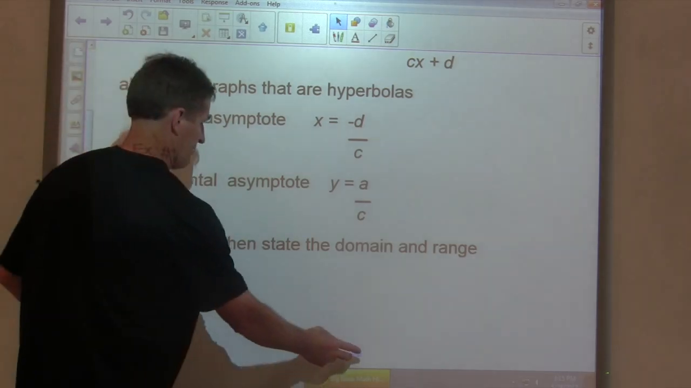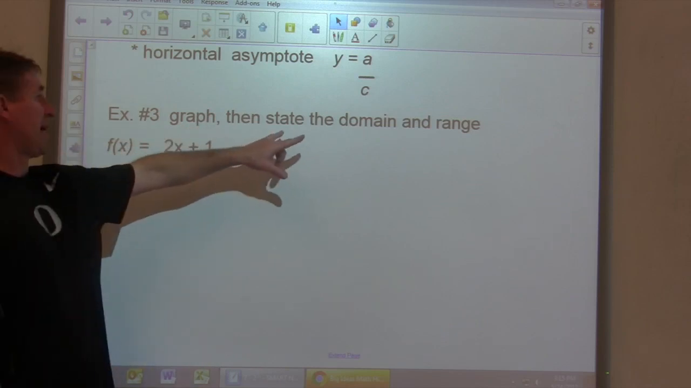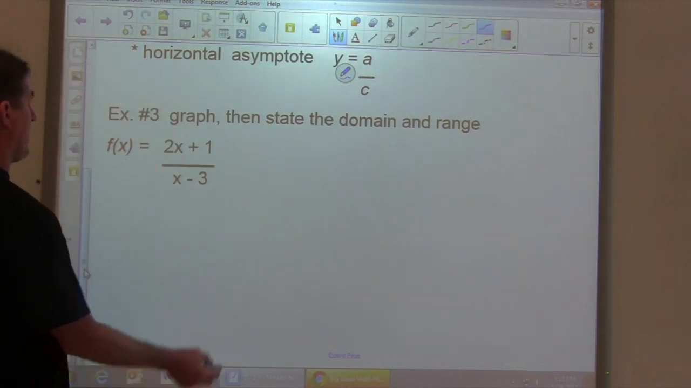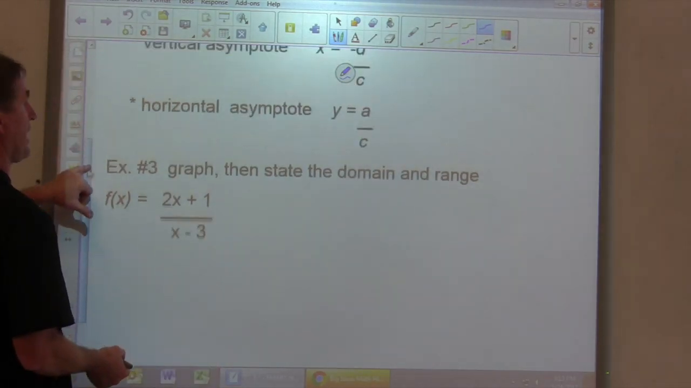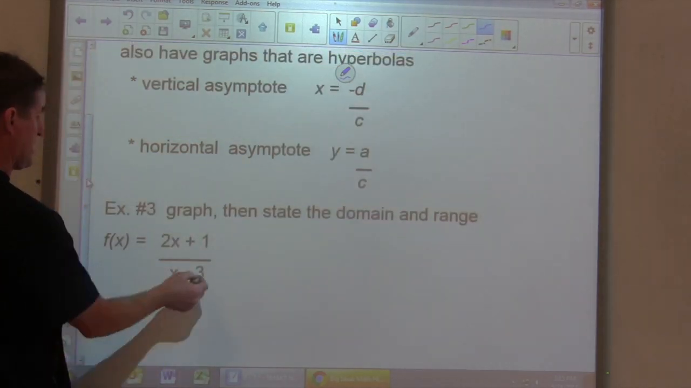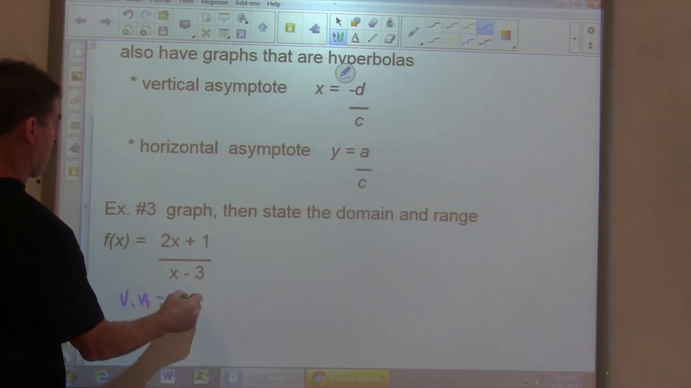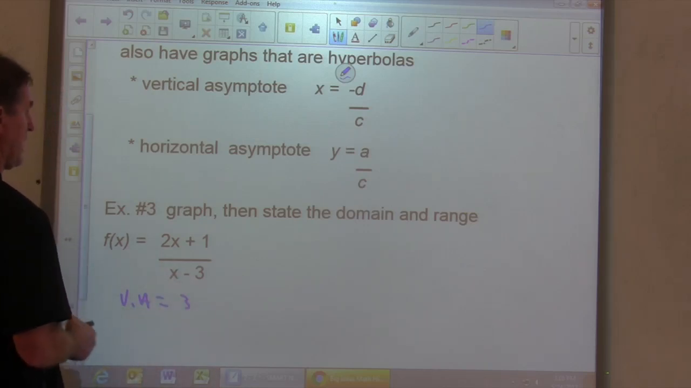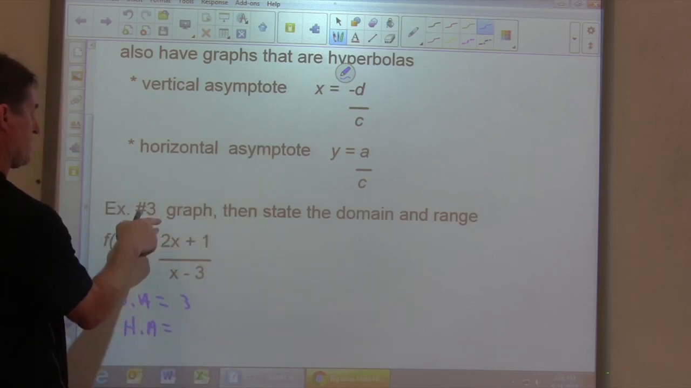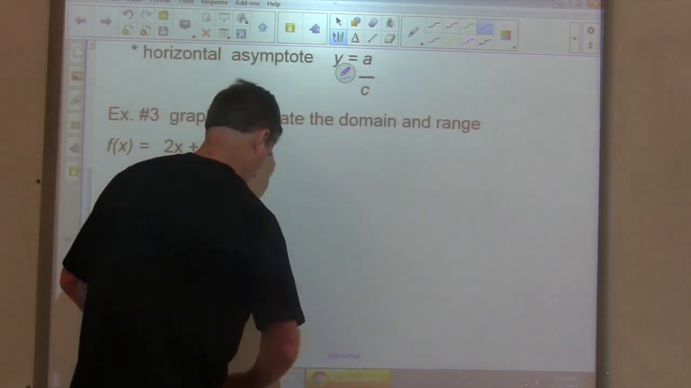So using that, we're going to graph and then state the domain and range. So let's go ahead and start with our vertical and horizontal asymptotes. So remember, negative d over c. So that would be, in this case, negative d would be 3. So our vertical asymptote would be at 3 over 1, which would be 3. And our horizontal asymptote would be at a over c. So a is 2 over 1, so that would be at 2. And so now I can start my graph.